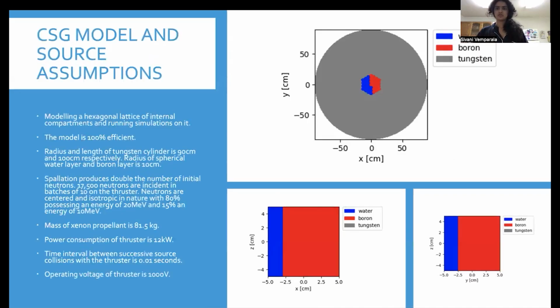This is my constructive solid geometry, or CSG model. As you can see over here, it's a cylinder enclosing two spheres in the form of a hexagonal lattice. So you can see in the XZ and the YZ model that the incident neutrons are first moving through water and then they are passing through boron, which is exactly what I need.